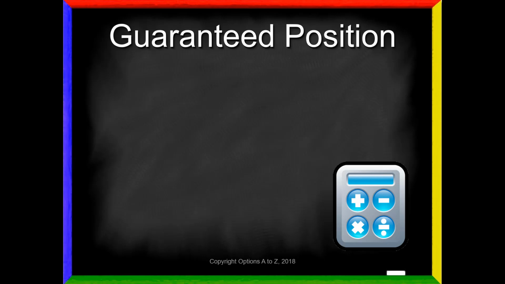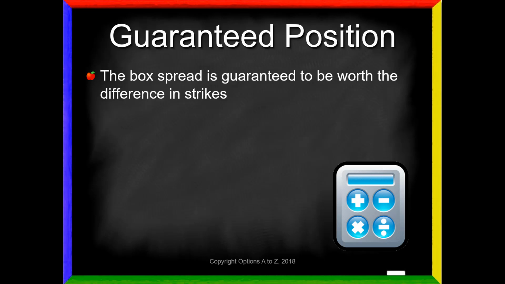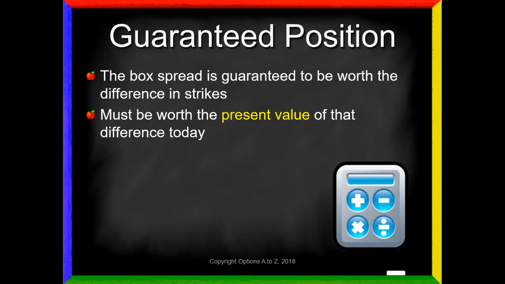So the box spread is a guaranteed position, and as I mentioned, the box spread is guaranteed to be worth the difference in strikes. So what does that mean it's worth today? Well, mathematically, it must be worth what's called the present value of that difference today. This is going to be important to help you determine the proper value of a spread. So what does it mean when we're talking about the present value? Well, in finance, that just means what is the value today accounting for the time value of money.